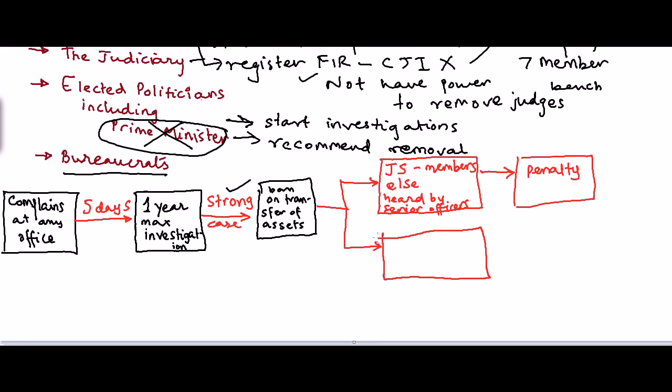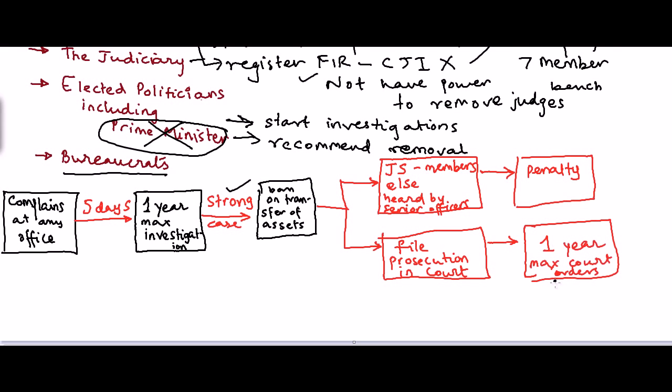Simultaneously, a prosecution is filed in court, and the court is required to give its order within 1 year max. If found guilty, the person goes to jail and all the losses that the government has ensued is recovered from him.